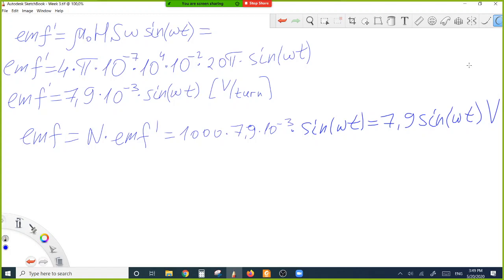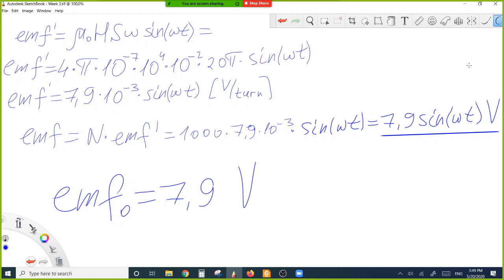Okay, and the maximum value of electric motive force. So we have this law for the electric motive force. It means our electric motive force is harmonic, and it is changing with a sinusoidal law, and the maximum value of electromotive force is 7.9 volts.